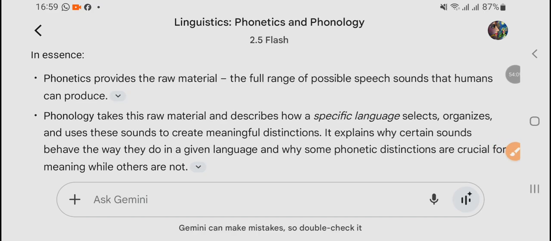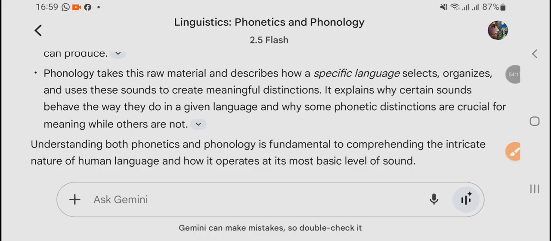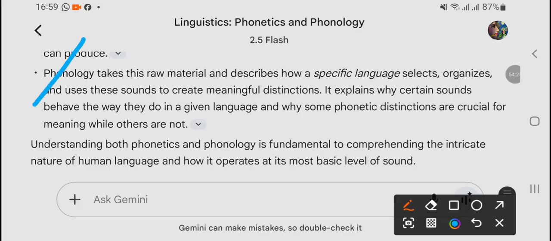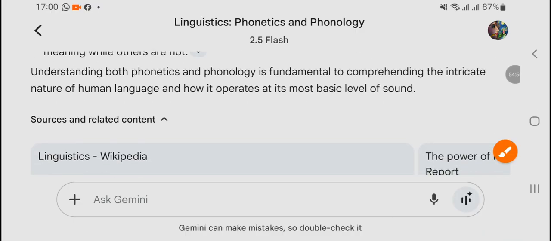In essence, phonetics provides the raw material, the full range of possible speech sounds that humans can produce. Phonology takes this raw material and describes how a specific language selects, organizes, and uses these sounds to create meaningful distinctions. It explains why certain sounds behave the way they do in a given language, and why some phonetic distinctions are crucial for meaning while others are not. Understanding both phonetics and phonology is fundamental to comprehending the intricate nature of human language and how it operates at its most basic level of sound.